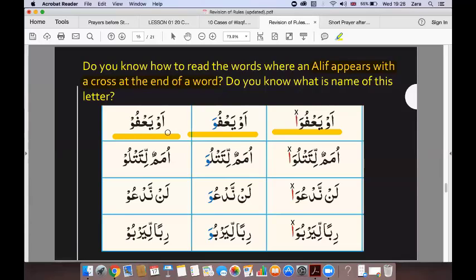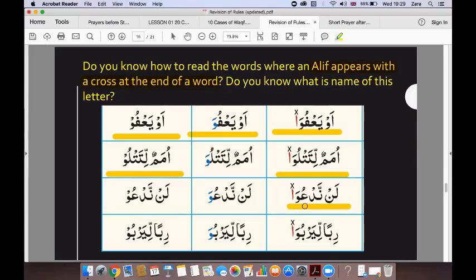So we would read it as aw ya'fu. Okay? So hopefully that's quite clear. In the next example, umamun litatluwa. So again, ignoring the alif over there, the alif zaida. Umamul litatluwa. And if we're pausing again, we know that when we stop on a letter which carries the fatha, it takes the sukoon in place. Umamul litatlu. So 2 seconds because it becomes a waw madda.